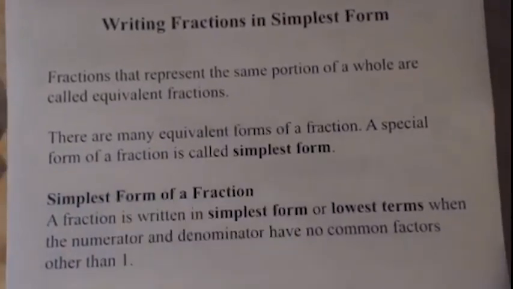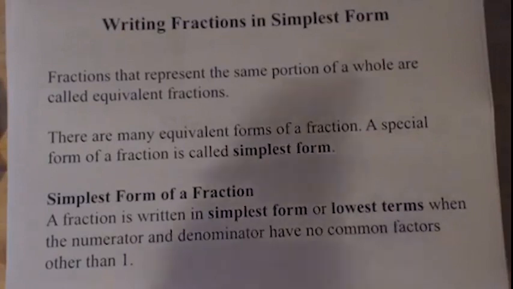Moving into section 2.3, finishing off lesson 10 here, with a discussion about simplest form of a fraction. Fractions that represent the same portion of a whole are called equivalent fractions. There are many equivalent forms of a fraction, and a special form is called the simplest form. It's written in simplest form, or lowest terms, when the numerator and denominator have no common factors other than 1.